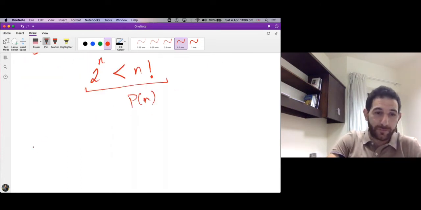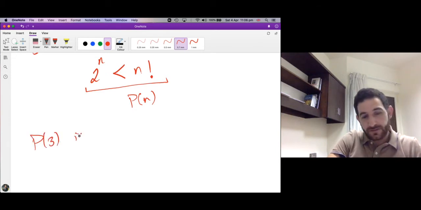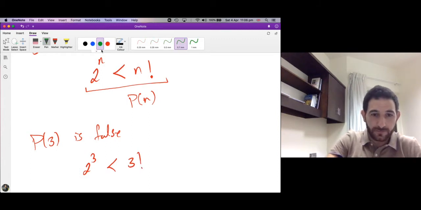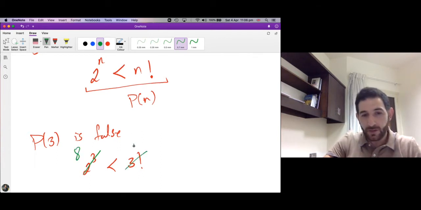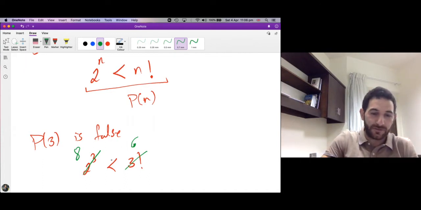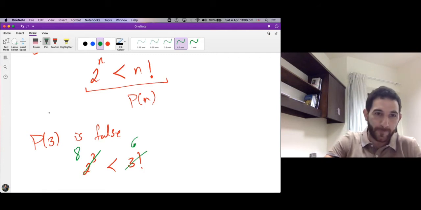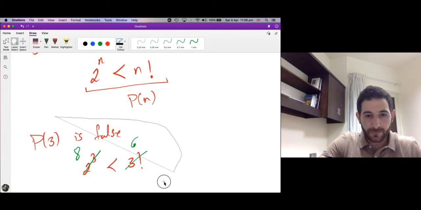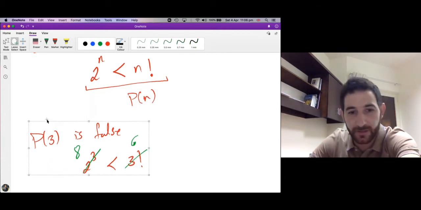So notice that P of 3 is false, because what's P of 3? It says that 2 to the 3 is less than 3 factorial, but this is wrong because 2 to the power 3 is 8, and 3 factorial is 3 times 2 times 1, which is 6. So 8 is not less than 6, so this is false. Now let's prove this by induction.